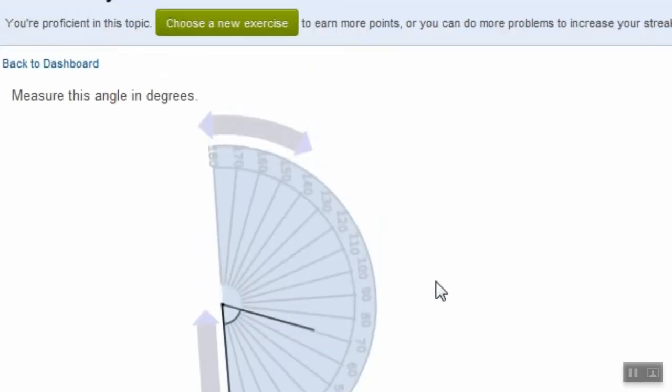So I'll leave you with that. Oh, look, I'm ready to move on, the exercise tells me. And now we can start talking more things about angles now that we know how to measure them.